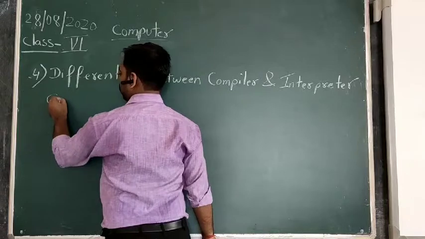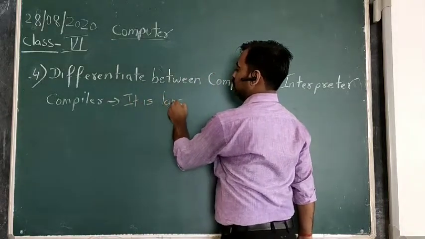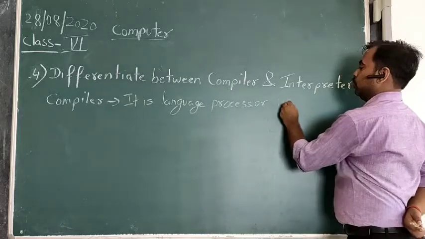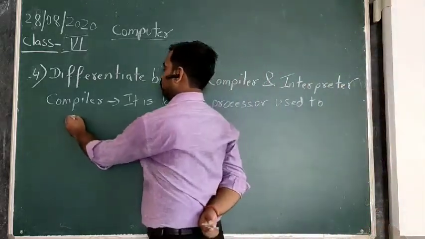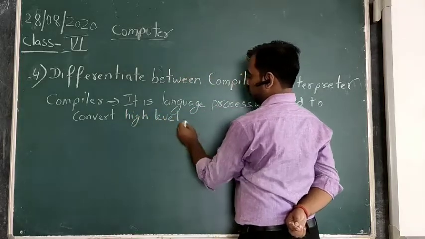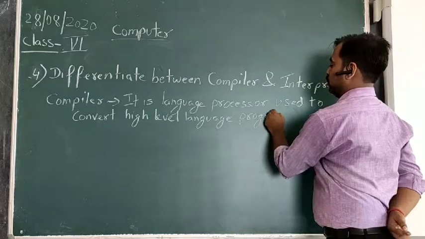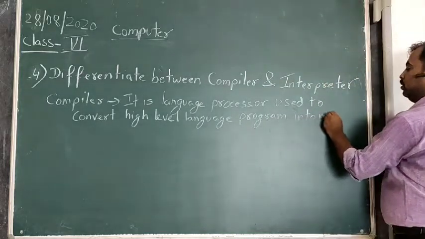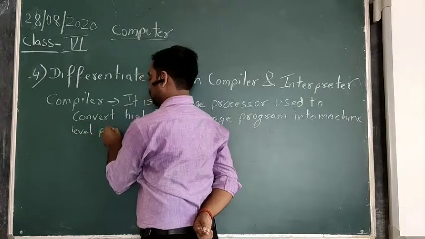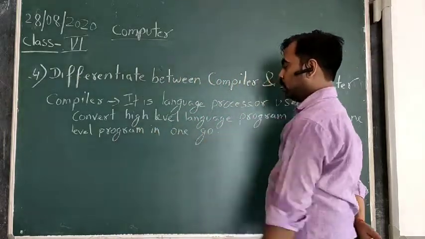So we like to write what is compiler. Compiler, it is language processor used to convert high level language program into machine level program in one go.